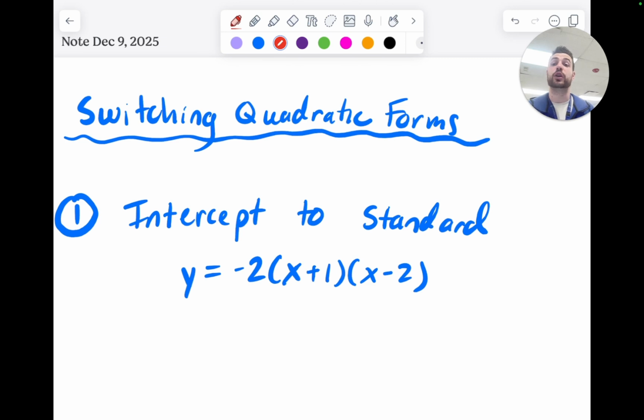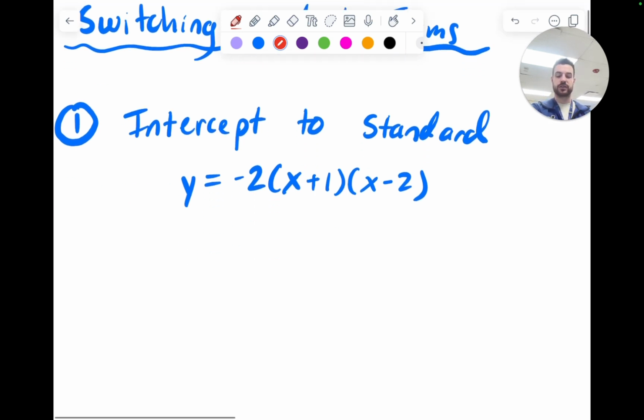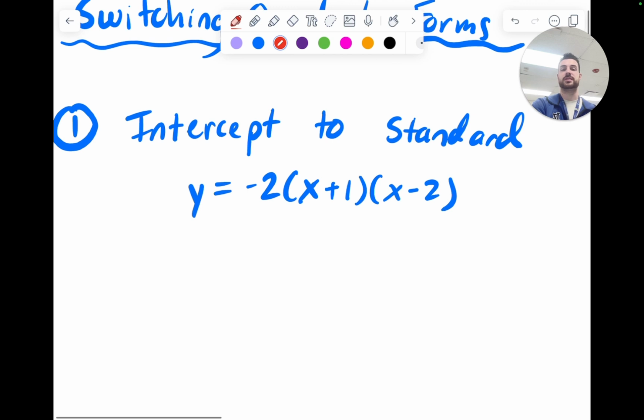Today what we're going to do is work on switching quadratic forms. Essentially, this is just going to require us to use a lot of our algebra toolboxes to manipulate these equations to transition from one form of a quadratic to the other. Now, this is important because different equations give you different benefits, right? So depending on what we're looking for or what we need, we might want to switch forms. So our first example here is we're going to go from intercept to standard.